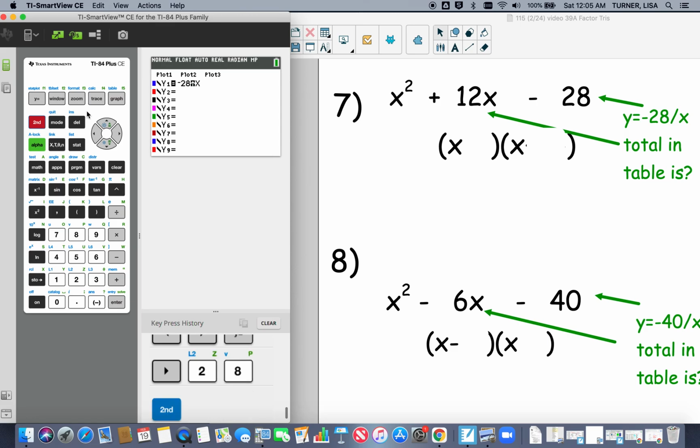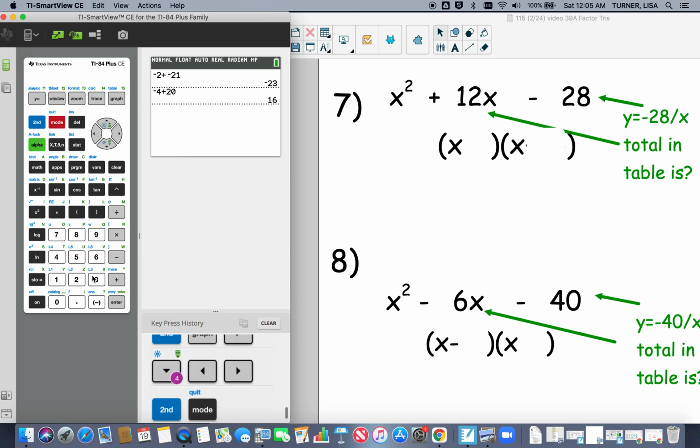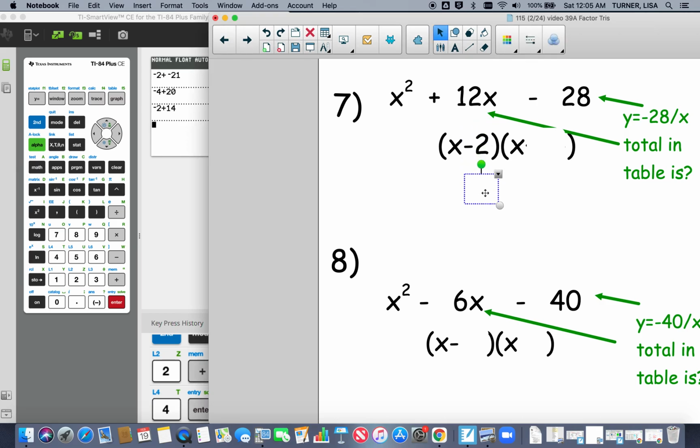So I'm going to go to the table, and I'm going to look for more positives here. So I've got a big 28 there. 28 plus negative 1 is a positive 27. Oh, here it is. And there it is, negative 2 plus a positive 14. And I can double check that. Negative 2 plus positive 14. Oh yeah, that's the 12. That's my middle number. And so I have negative 2 plus 14.